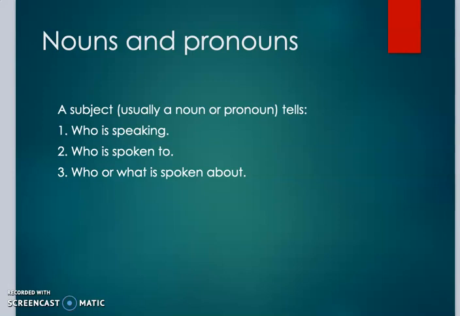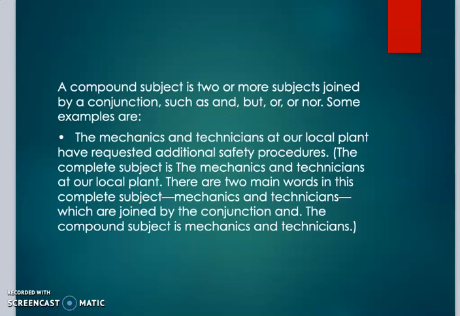I've already talked about this a little bit, but subject: who is speaking, who has been spoken to, and who or what is spoken about. Let's talk about a compound subject. It's two or more subjects joined by a conjunction, such as and, but, or, nor. Some examples of a compound subject.